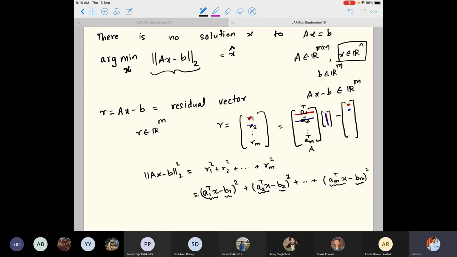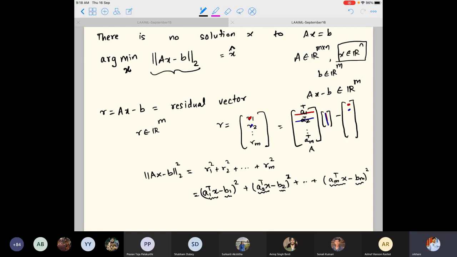So you are looking at these differences, A1 transpose X minus B1, A2 transpose X minus B2, AM transpose X minus BM. You are taking squares and summing them and asking, can I get the best possible X? So this X is the parameter, nothing but the model that you are trying to find. The model in this particular case is linear. And what you are asking is, can I find the best possible model X such that the sum of squares of residuals is minimum?